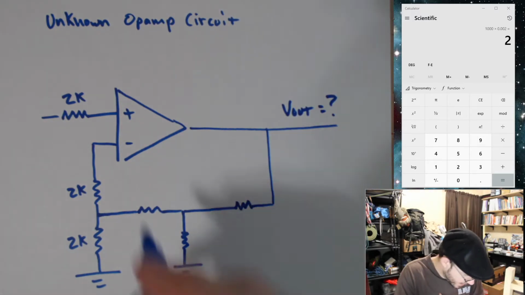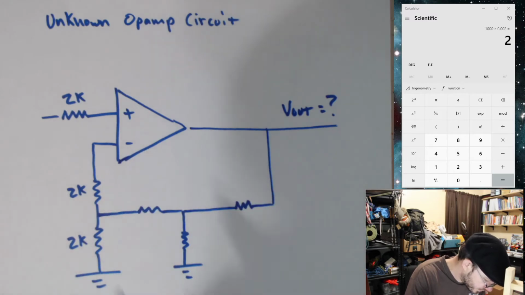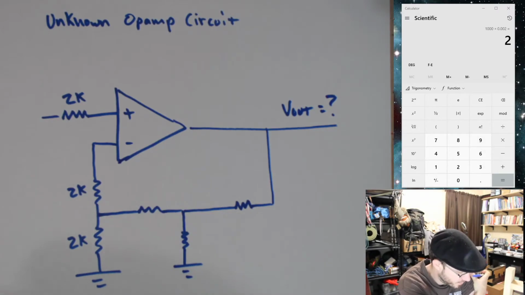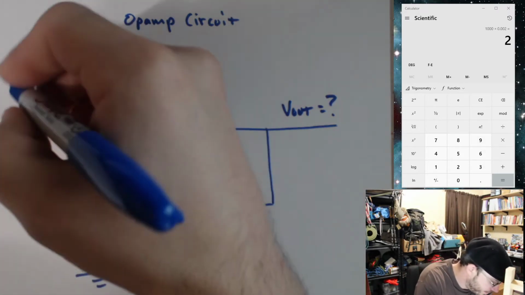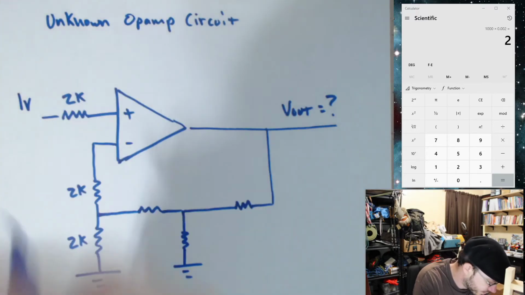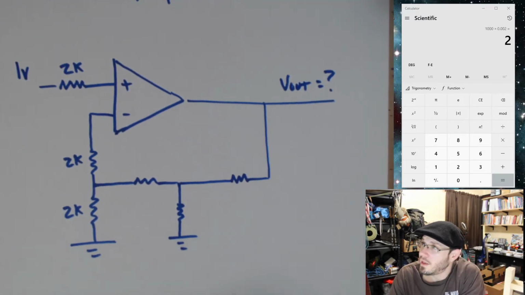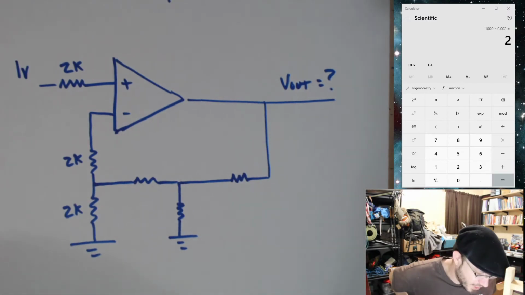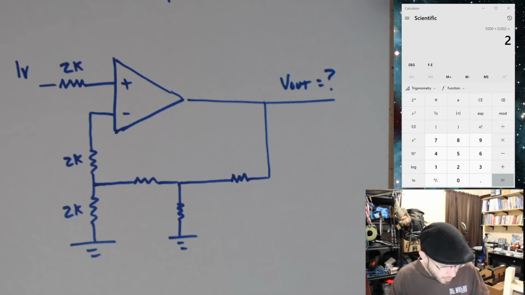And I do need an input voltage here. Let's say my input voltage is... let's just do 1 volt. Okay, so I know nothing about this circuit. I've never seen this in a book. You won't find it in a book because it's not that interesting of a circuit that does anything really. But can we go ahead and figure out what V out is supposed to be?